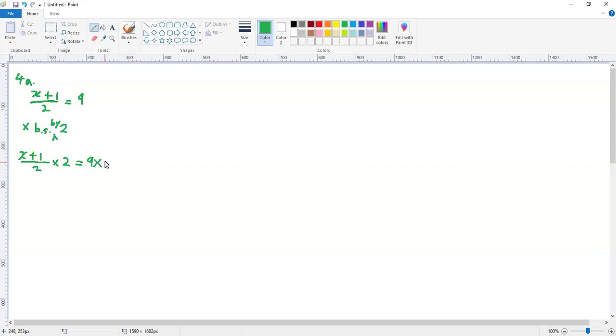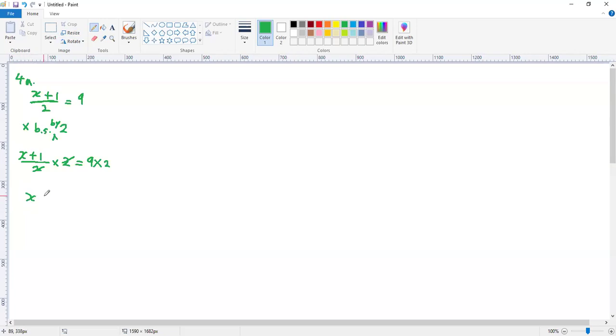Okay? So the simplified equation will now look like this. The 2 takes itself out, okay? The simplified equation will look something like this: x plus 1 equals 18.